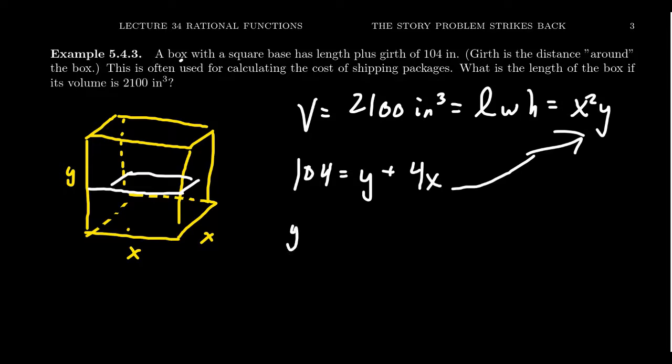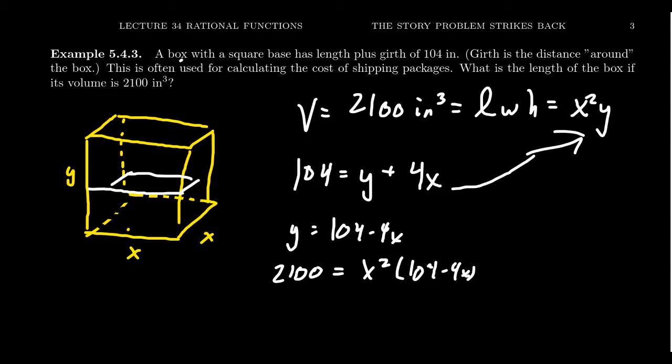And y equals 104 minus 4x. We could then substitute that in there. That would be great. I like that approach. Because then our equation would look like 2100 is equal to x squared times 104 minus 4x. That gives me a cubic polynomial equation I could try to solve.